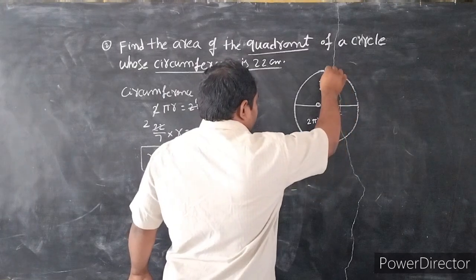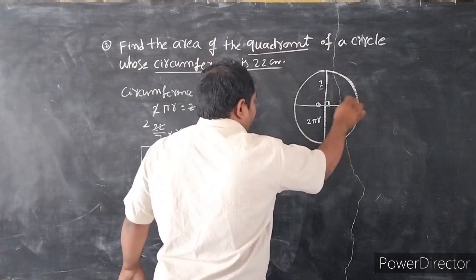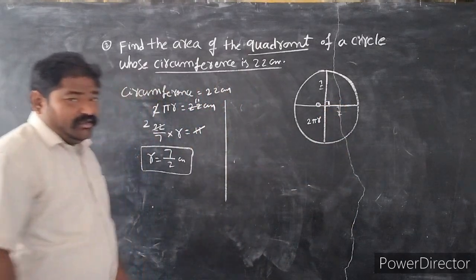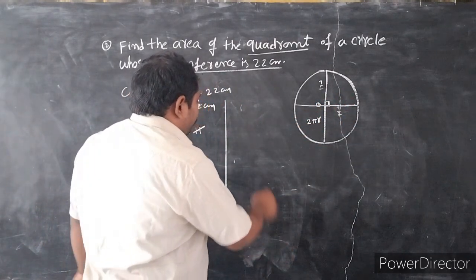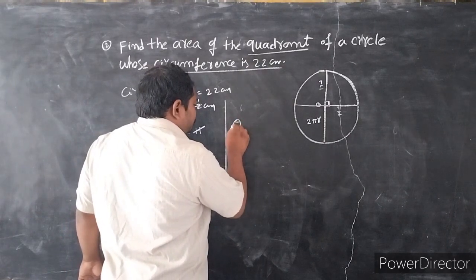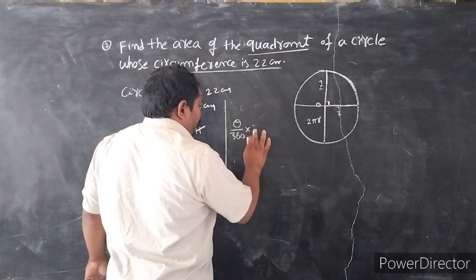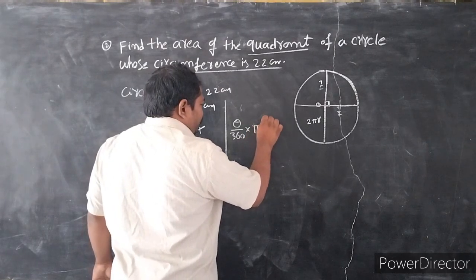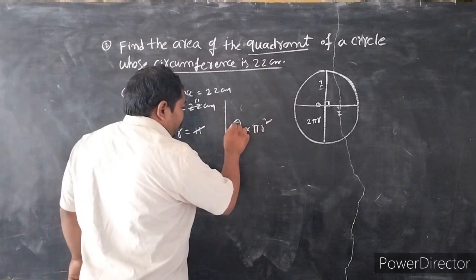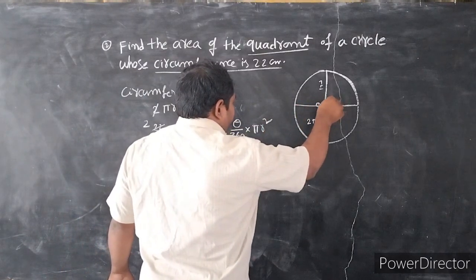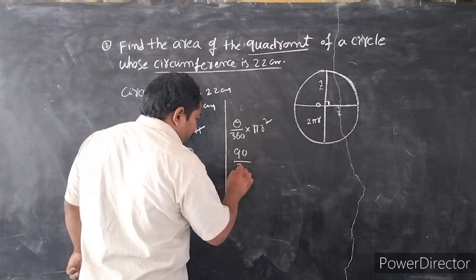We have to calculate the area of this quadrant. It makes an angle of 90 degrees here. This is also nothing but a sector. Therefore, the area of any sector is theta by 360 into pi r square. Here, quadrant means 90 degrees at the center. Therefore, in the place of theta, we are going to write 90 here.